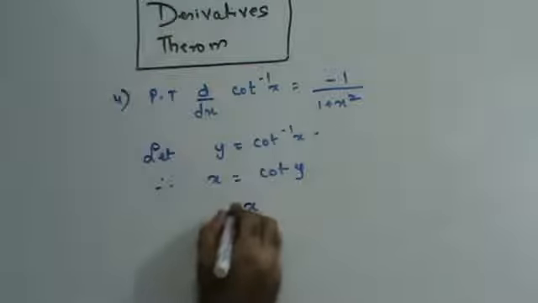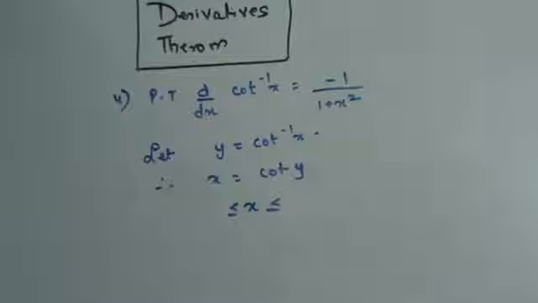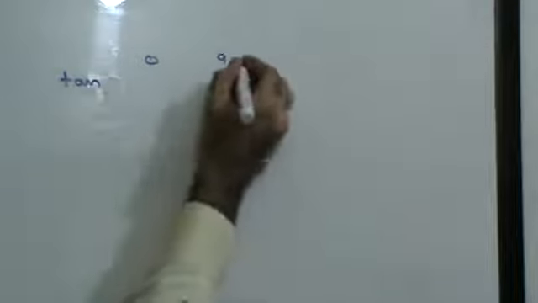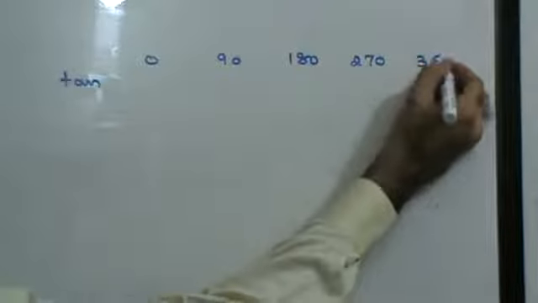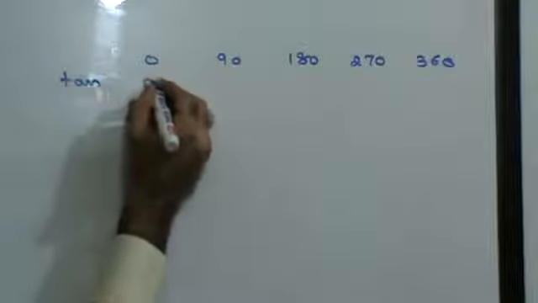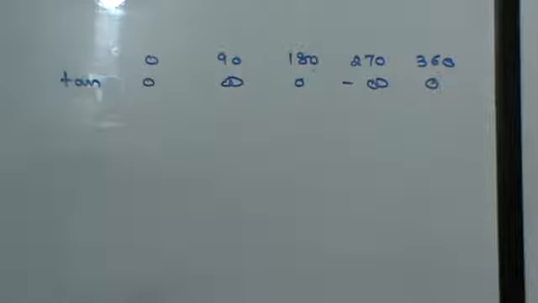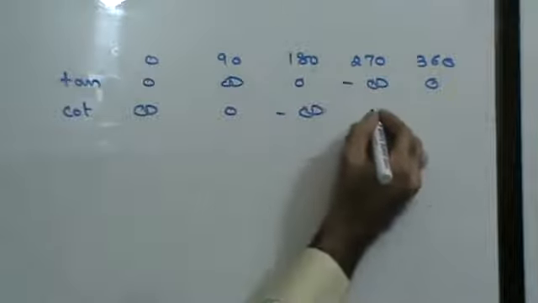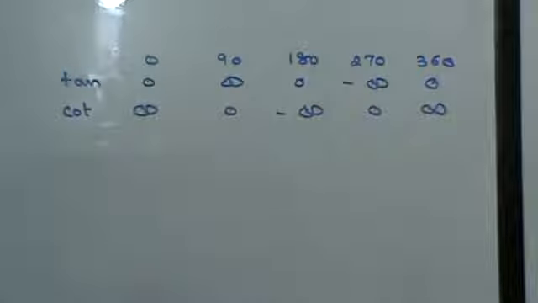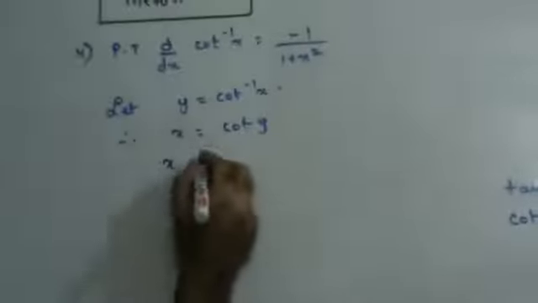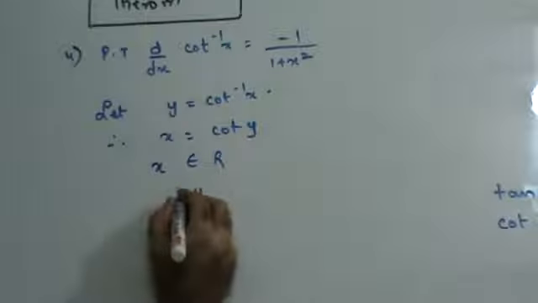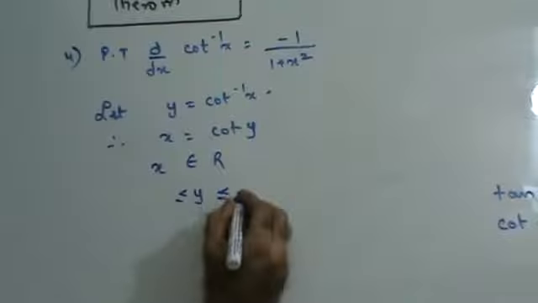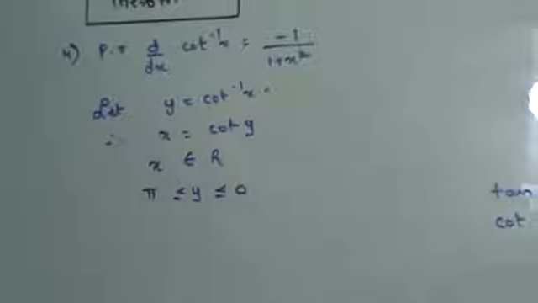Now, again you can say that here x is going to have the same values as that of, see, I'll show you with tan so that you understand. Tan 0, 90, 180, 270, 360. This is nothing but tan of 0 is 0, infinity, 0, minus infinity, 0. Cot is 1 upon tan, and we know that 1 upon 0 is infinity, so this will be infinity, 0, minus infinity, 0, infinity. That means for the cot function also the minimum and maximum values are infinity, therefore I can say x belongs to the real numbers, right? Where y has to be greater than 0 and less than 180, right?